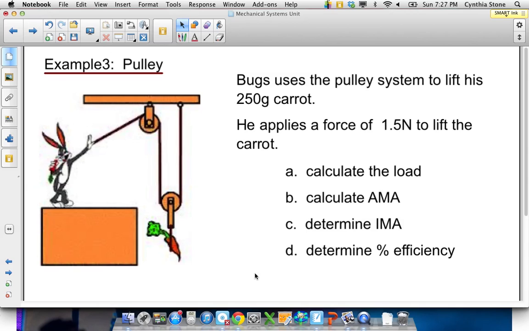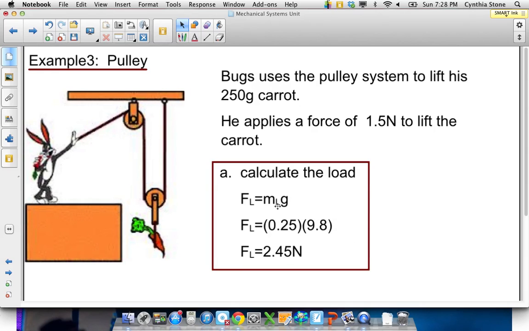Okay, a pulley example. So Bugs has got a pulley system here used to lift his carrot. The carrot's 250 grams, and he only applies 1.5 newtons to lift it. So again, all these things we have to calculate. Calculating the load is mass times 9.8. With 250 grams, you have to put it into kilograms, so you divide by 1,000. So this 0.25, multiplied by 9.8, is my load force. The load of the carrot's 2.45.